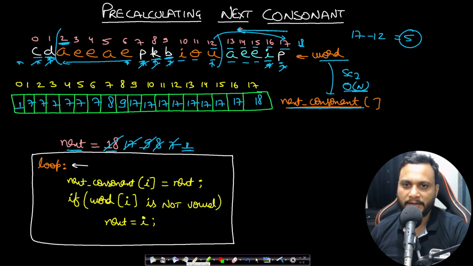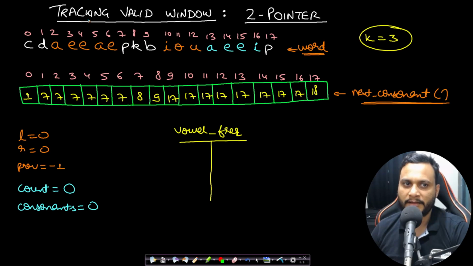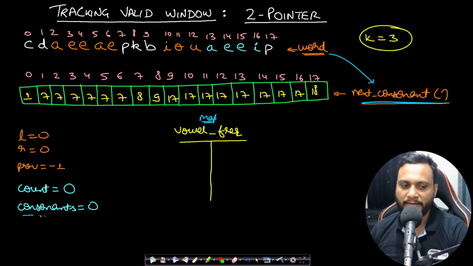Fine. Once we are done with this, let me do the dry run. So we will be solving it by tracking the valid window using the 2-pointer technique. This is also a variable size sliding window technique using 2-pointer. I am taking the same example as the previously pre-calculated next consonant example, and I have already pre-calculated the next consonant. Now for this case, I will be maintaining a frequency map, which will be tracking each vowel's frequency, and I will have a consonant counter. My K value is already 3.